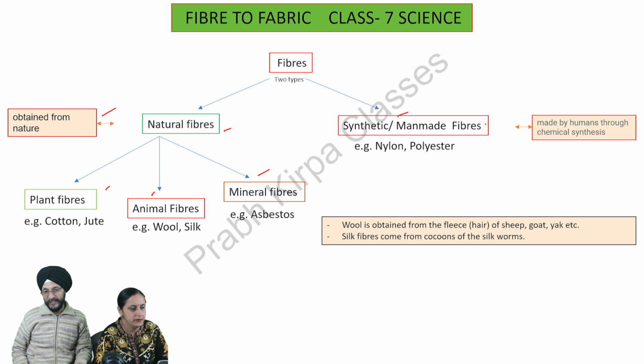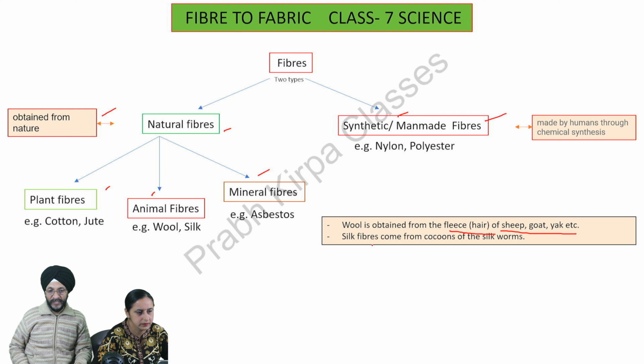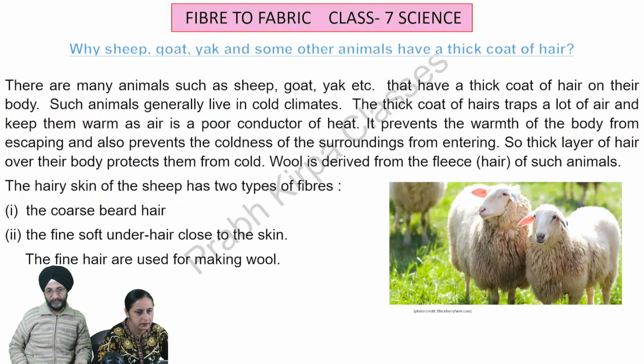On the other hand, synthetic or man-made fibers are those fibers which are made by humans through chemical synthesis. In the case of animal fibers, wool is obtained from the fleece or hair of sheep, goat, yak, etc. Whereas silk fiber comes from the cocoon of silkworms.